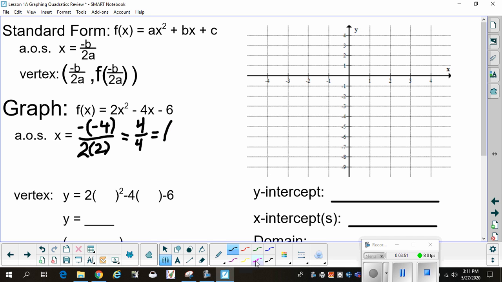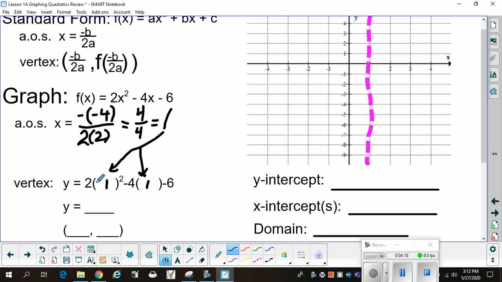So now, at x equals 1, I'm going to have a snaky line. It's really not a snaky line, but what can I say? That's my axis of symmetry, x equals 1. I'm now going to take that value and plug it in to the equation where I had x's. And then I'm going to evaluate. 1 squared is 1 times 2 is 2. 2 minus 4 is negative 2. Minus 6 is negative 8.